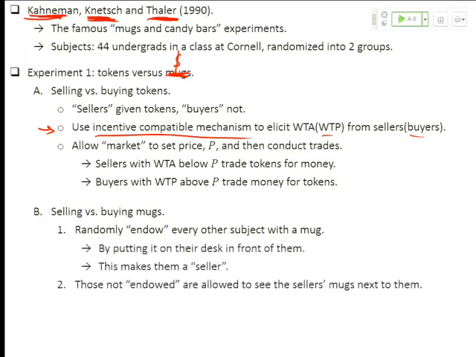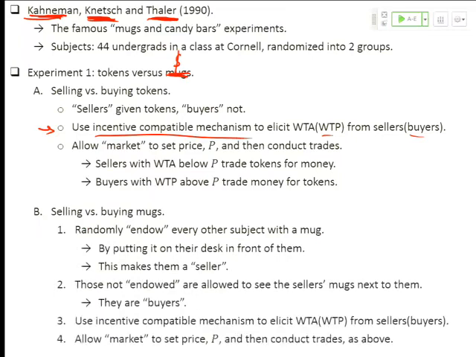This makes that person a seller, and those who are not endowed are allowed to see the seller's mug next to them, so we can rule out any difference in their experience with the mugs. So those people are buyers. And then we use the same mechanism to elicit willingness to accept and willingness to pay.